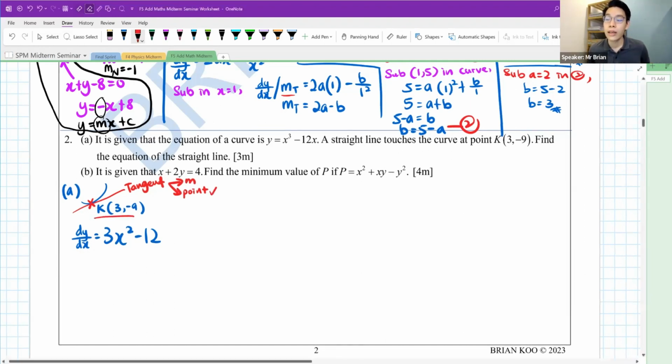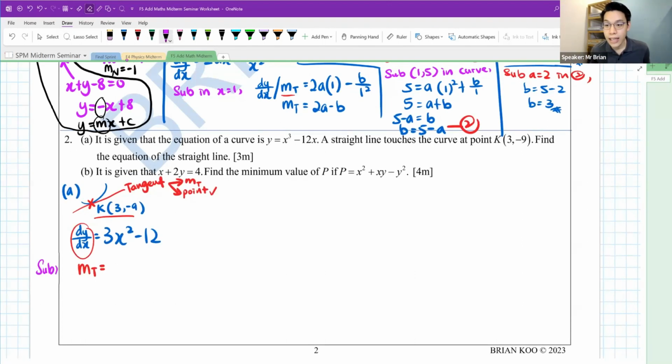The gradient, please don't go and use the gradient of the normal. You want to find the tangent, go and find the gradient of the tangent. So I know dy dx is the gradient of the tangent, right? I'm going to find the gradient of the tangent at x equals 3, at this particular point on the curve. This one, we get 15 for the gradient of the tangent.